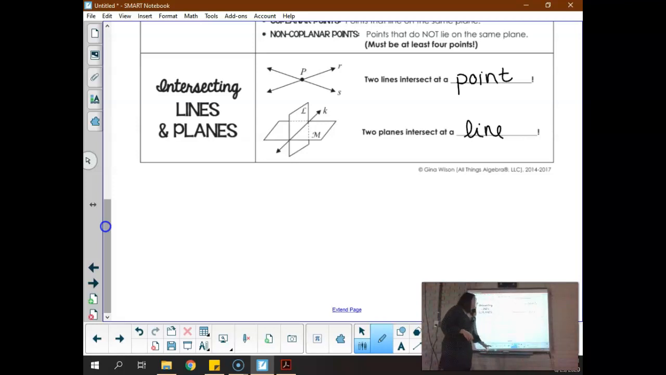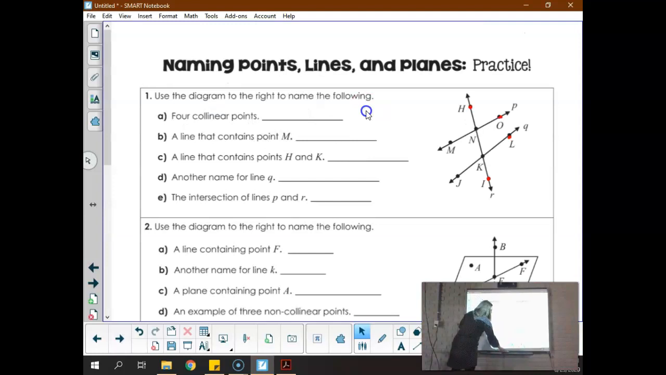All right, so for the next page, we're going to be looking for very specific sets of things that match the criteria that I'm giving you. So part A on number 1 says 4 collinear points. So I need 4 points that are all on the same line.